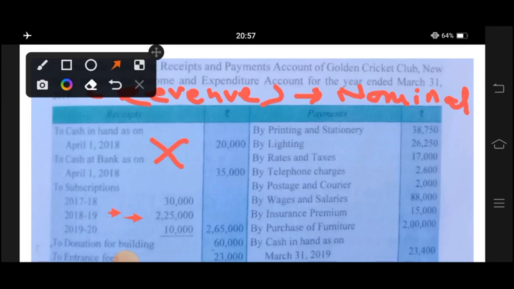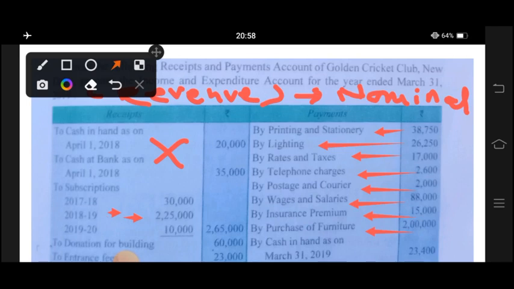When we talk about some more items, the payments are recorded in the debit side of the income and expenditure account only if they are revenue in nature. So as we can see, printing and stationery is almost a regular payment, and when we talk about lighting, it will also be recorded in the debit side as per the revenue nature transaction. Rent and taxes are a kind of revenue nature expense, and that is why they will be debited.